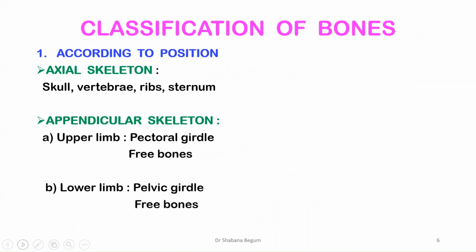Axial skeleton consists of bones which occupy the axis of the body. So we have the skull bones, the vertebra, the ribs, and the sternum. The appendicular skeleton, on the other hand, includes the bones which form the extremities, the upper and the lower extremities.